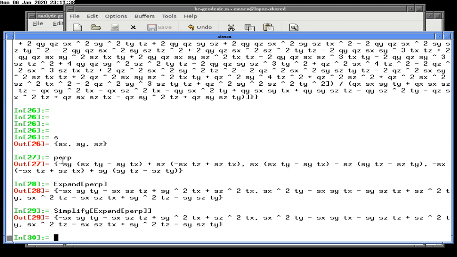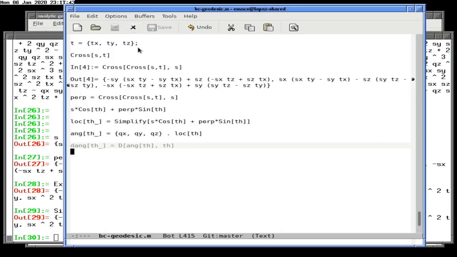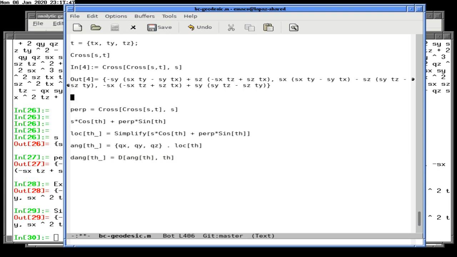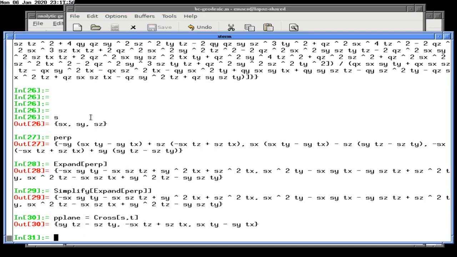We have S, and then, well, you know what? We naturally need to look at the perpendicular to the plane vector. I went a little bit too fast here. Perpendicular to the plane vector is just the cross product of S and T. That's what forms the z-axis, so to speak. That's not too bad either, actually. So these would be our three vectors that would get changed back into x, y, and z.